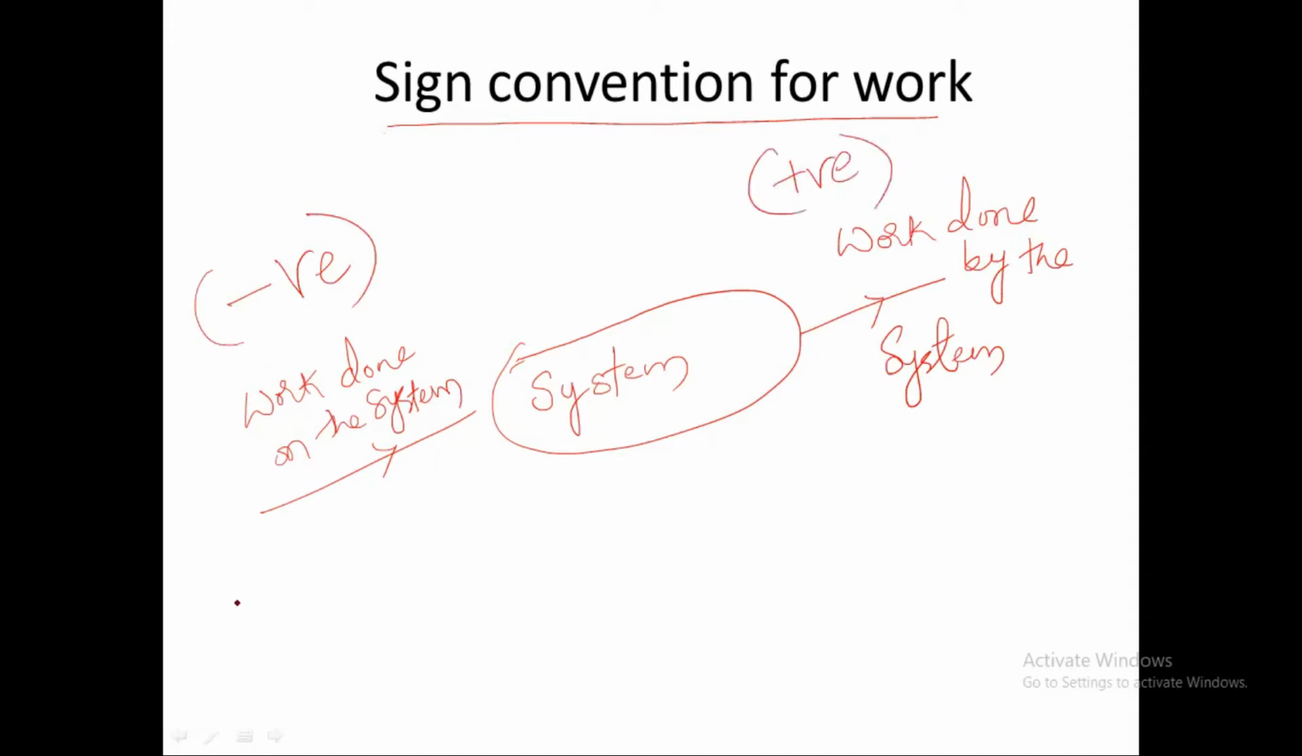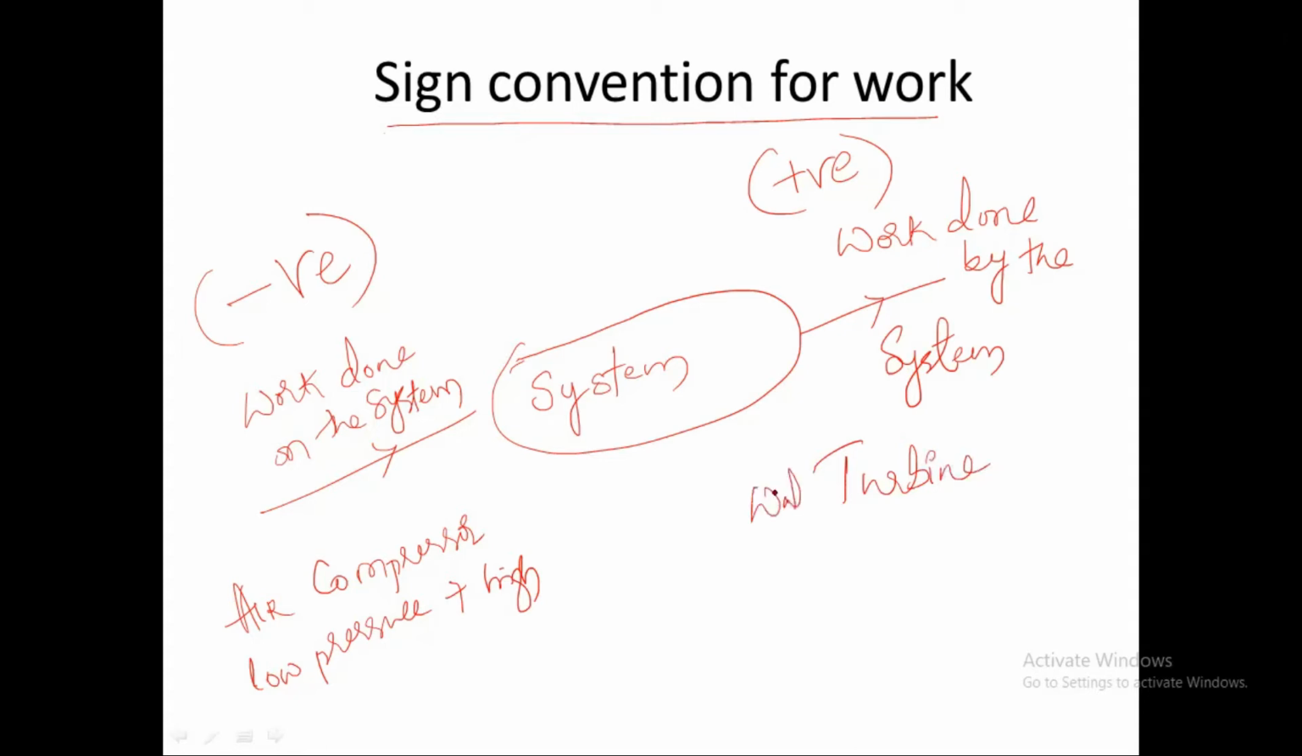For example, we can consider an air compressor, where work has to be done on the compressor to convert low pressure air to high pressure air. Now, a very good example of work done by the system is a turbine, a power generating machine. Consider a water turbine, where high pressure water goes out as low pressure water at the expense of work done by the system. Therefore, work done on the system is negative. Work done by the system is positive.